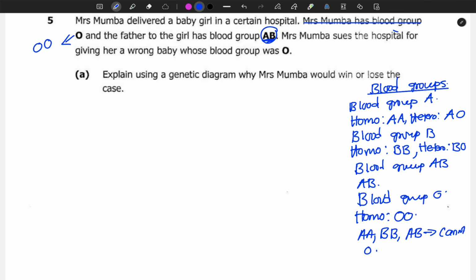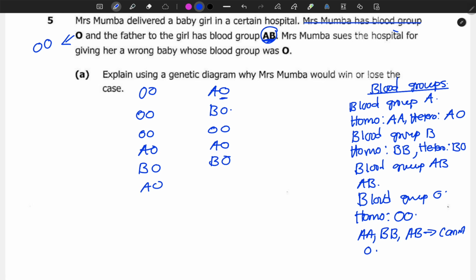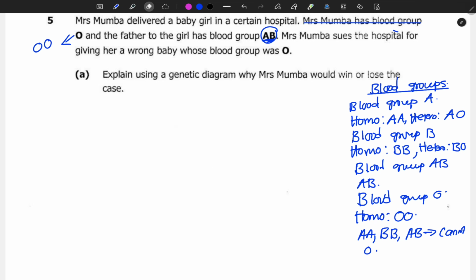So to summarize our point, for us to have O, there should be at least one O in each. For example, OO with AO, yes, it's possible because there is at least one O. OO with BO, it's possible. OO with OO, it's possible. AO with AO, it's possible. BO with BO, it's possible. What else? AO with BO, it's possible. So the point is, there should be an O in each genotype for the couple to have a child with blood group O. When you take that note, it is going to assist you with these questions.